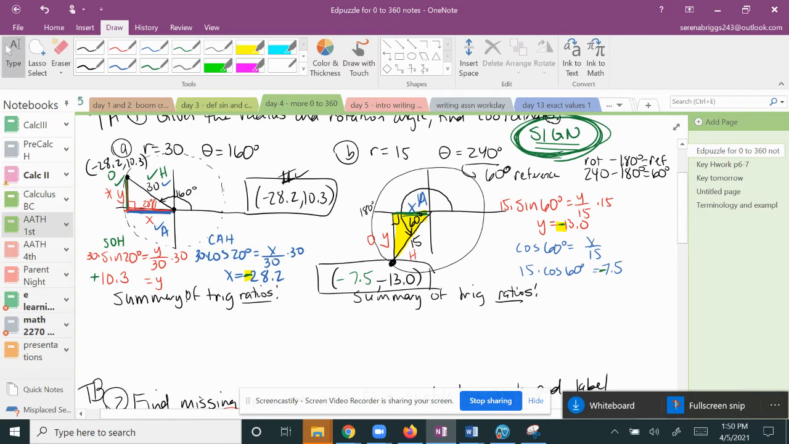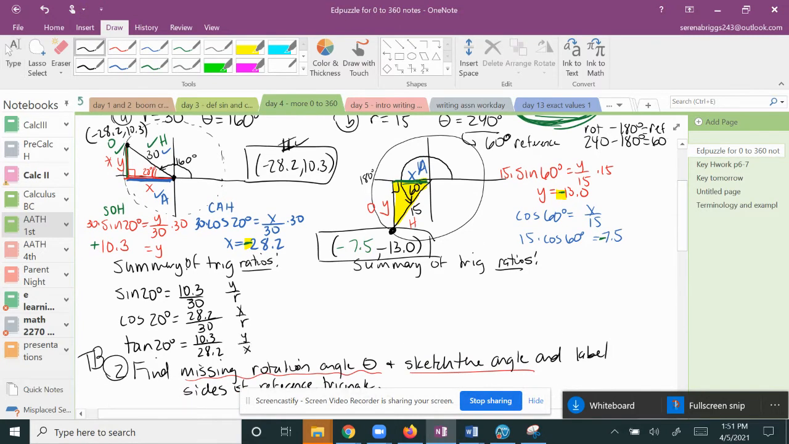In summary, for both of these problems, we found that the sine of 20 degrees was y, 10.3 over 30. We found the cosine of 20 degrees is 28.2 over 30. And we'd know that the tangent of 20 degrees would be the y, 10.3, over the x, 28.2. Remember that sine is defined as your y over your r, while cosine is your x over your r, and tangent is your y over your x. So that's a summary of my trig ratios right here.